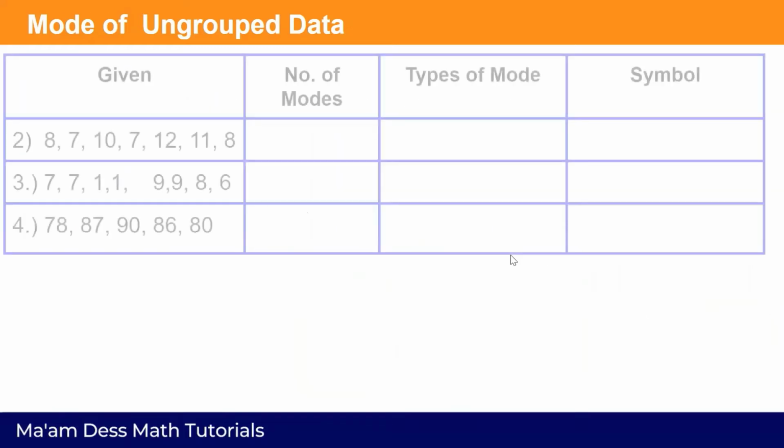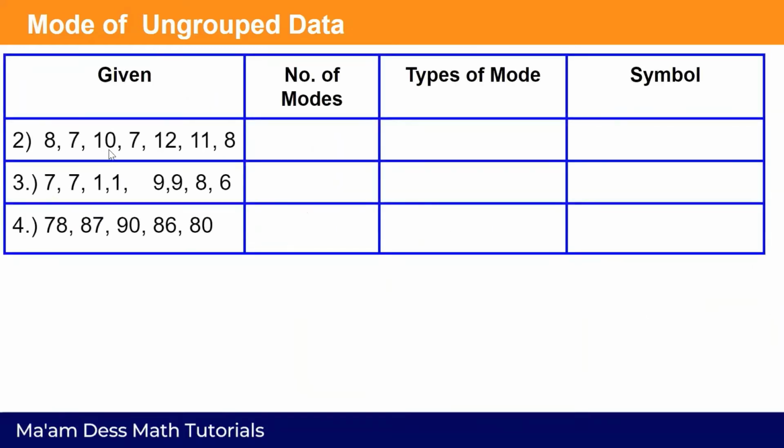Next. Number 2: 8, 7, 10, 7, 12, 11, and 8. So look at the number of modes. Which do you think are the numbers that appear most frequently? So we have 8, 7, 7, 8. So dalawang 8, dalawang 7. So how many modes? We have 2.